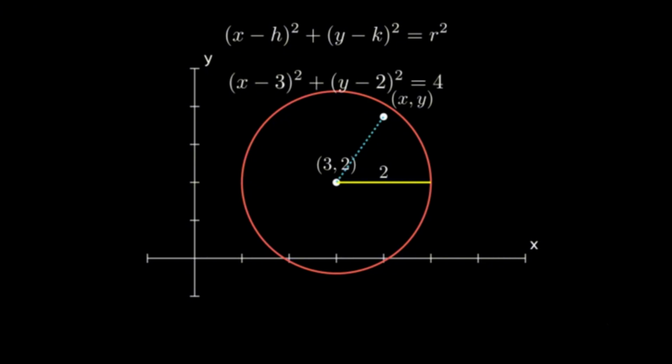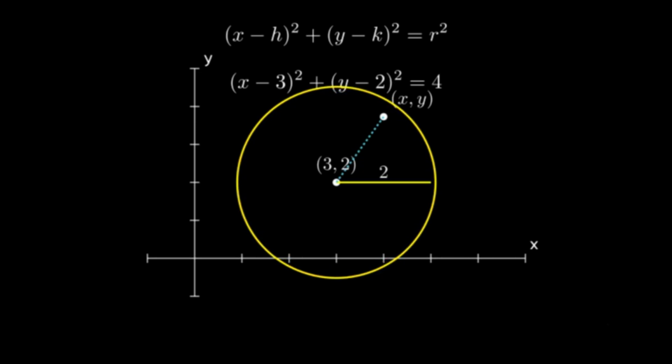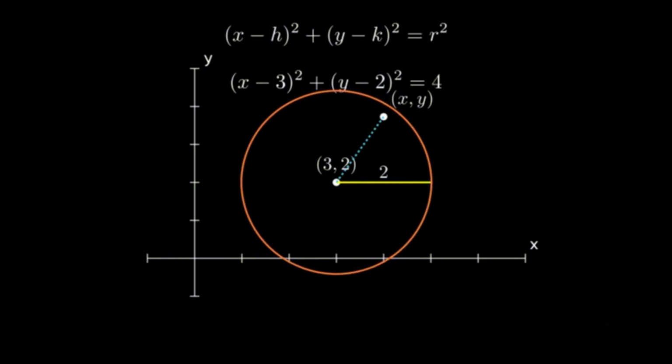This equation elegantly captures the fundamental property of a circle, that every point on the circumference is exactly distance r from the center. Any point whose coordinates satisfy this equation must lie exactly on our circle. Conversely, every point on our circle must satisfy this equation. This mathematical relationship between geometry and algebra allows us to precisely define shapes using equations.